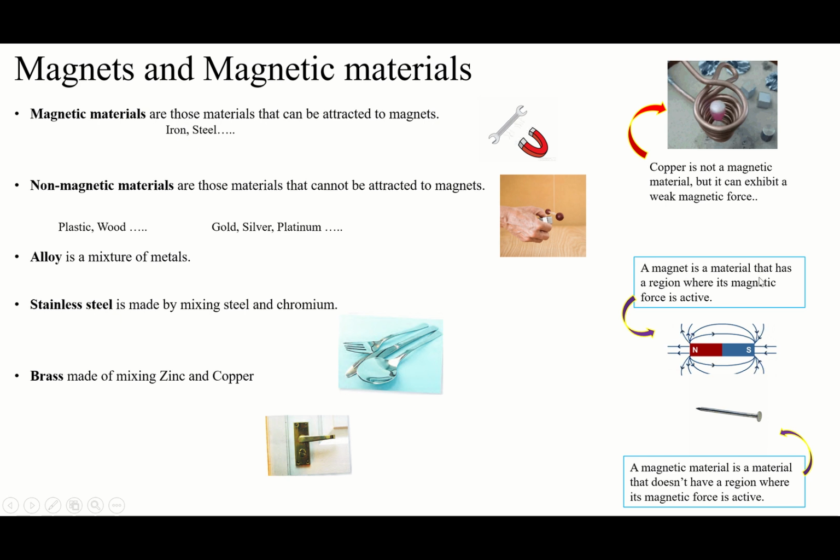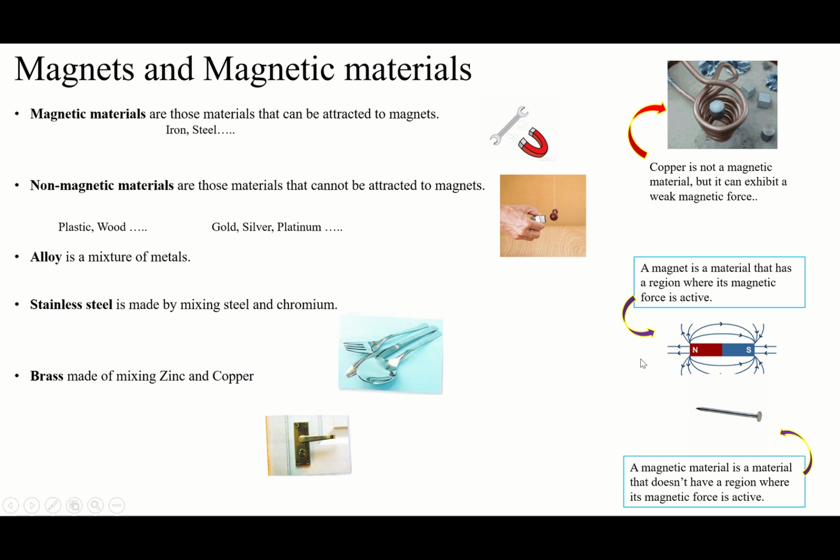A magnet is a material that has a region where the magnetic force is active. You see, around the magnet, the magnetic force, the pulling force, is active. But a magnetic material is a material that doesn't have a region where the magnetic force is active. When we say magnetic force, we mean pulling force. The nail cannot pull anything because the magnetic force, the pulling force, is not active in the nail. But in the magnet, the pulling force is active, so that's why it's going to pull things. That is the difference.